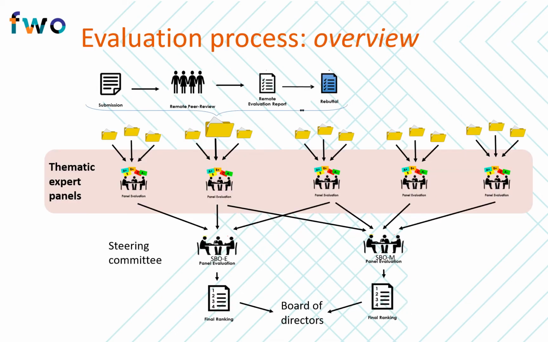SBO applications undergo a four-step evaluation procedure. First, there is a remote peer review. Second, applicants can respond to these evaluations in the rebuttal phase. Next, there is the thematic panel evaluation in which you are taking part. Finally, a steering committee for each finality of the program performs a meta-review. We'll briefly discuss the different steps, with the main focus on the thematic expert panels.